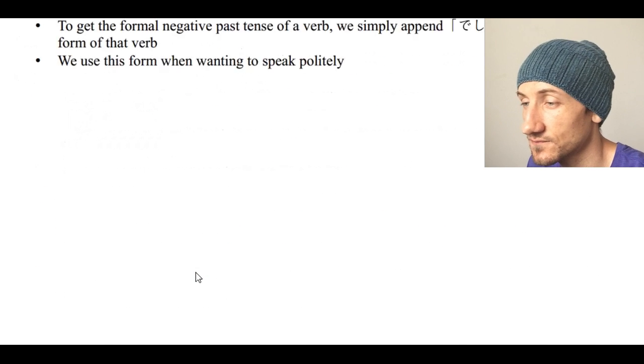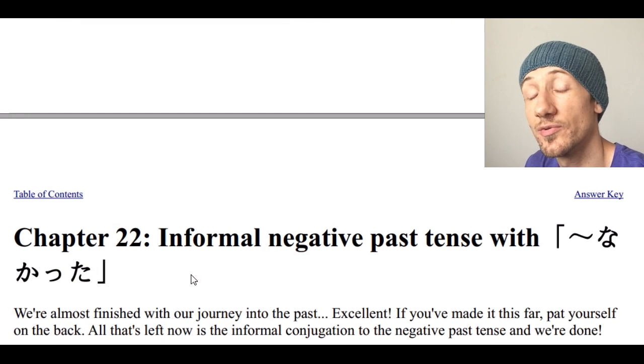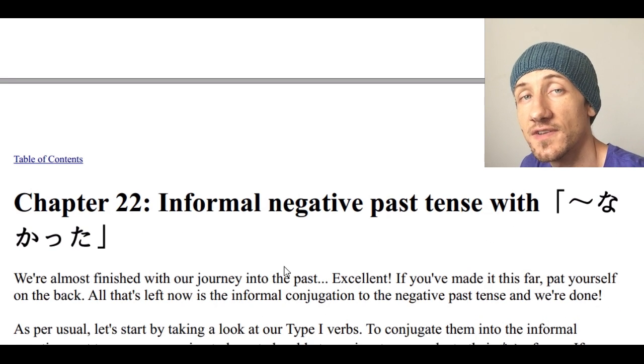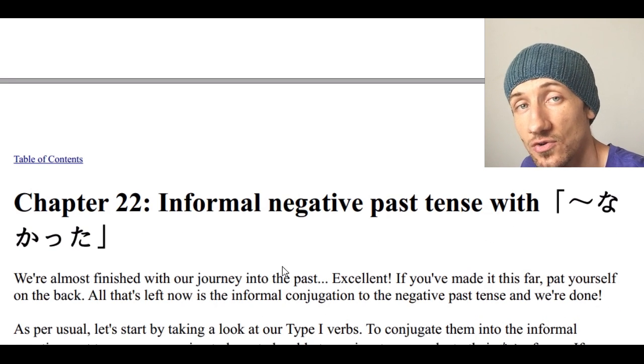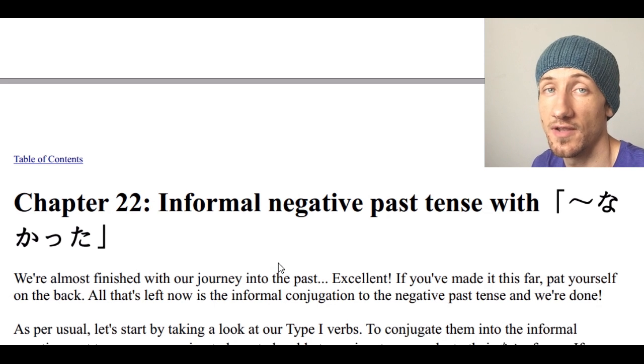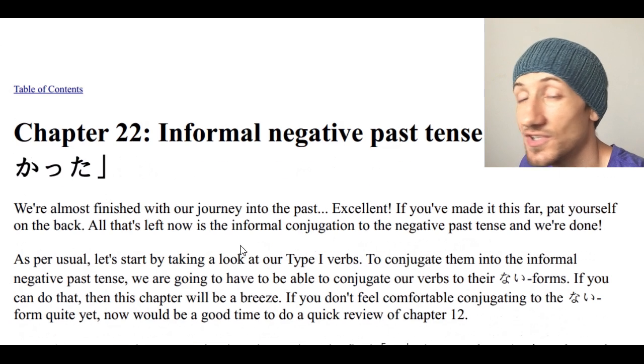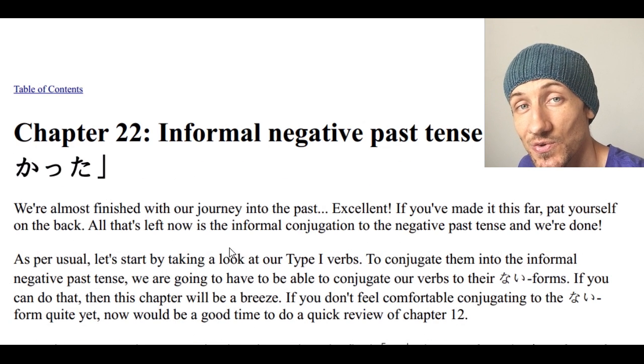And next week, we're going to take a look at chapter 22, where we will learn the informal negative past tense. So today we learned the formal form. Now we're going to take a look at how to speak in a more casual way. So when we are speaking with our friends or with our social equals, we can use this form, which is a much more natural way of speaking Japanese. So be sure to check that out next week, and we'll see you then.